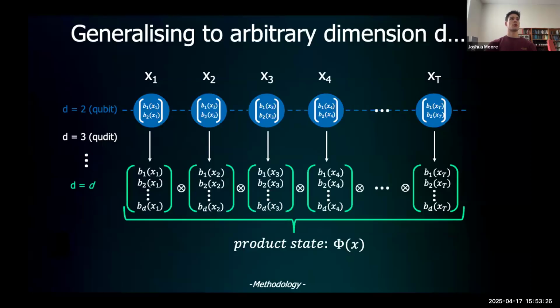Okay, I won't dwell on this, but extrapolating from the 2-level system, we can then go to some arbitrary dimension. We call this D. This is just the number of basis functions we choose in our feature map.